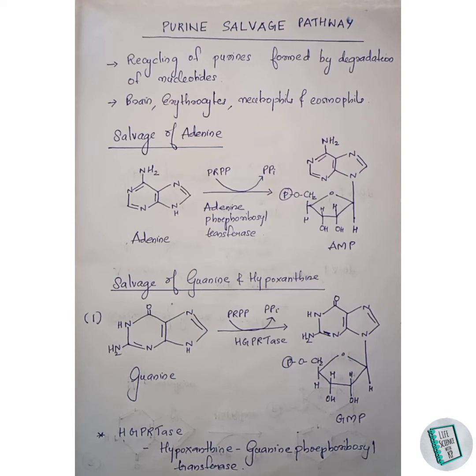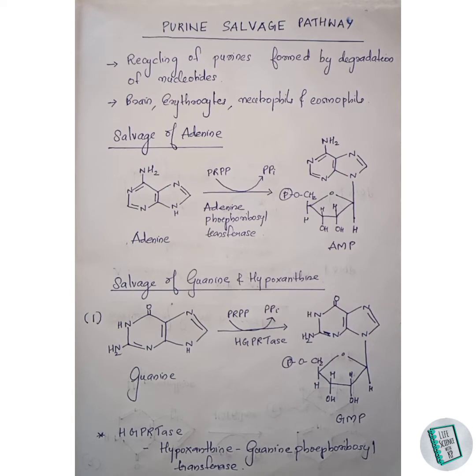So these adenine and guanine will enter the salvage pathway rather than the de novo pathway in certain tissues of the body where the de novo pathway does not occur. That is, brain, erythrocytes, neutrophils and eosinophils will undergo the salvage pathway rather than the de novo pathway. So these intermediates, guanine and adenine, will convert back to nucleotides by the salvage pathway in these tissues. So this is the salvage pathway.